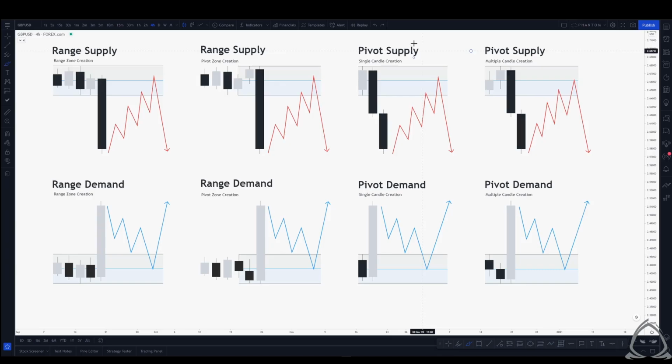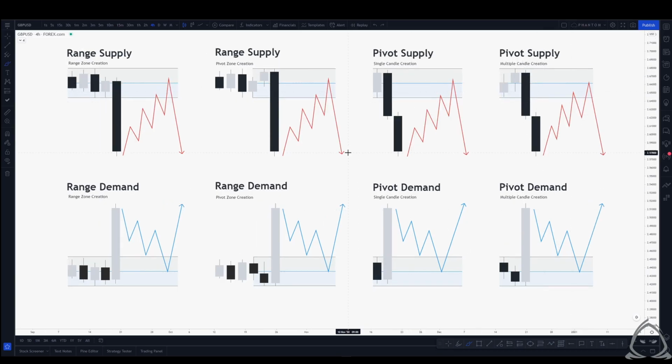But again, when we're coming back to pivot supply and demand, we have the single candle, which if we're looking at a reversal model would be something like this. There's your pivot, would be that right there. Or if we had a continuation, there's your pivot, and we're just drawing it on that singular candle. And the same can be said for the multiple candle creation, where we have something like that, where we have this pivot in price, or if we have a reversal, we have that pivot in price.